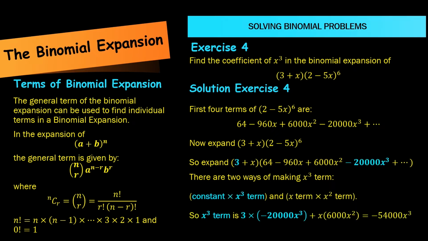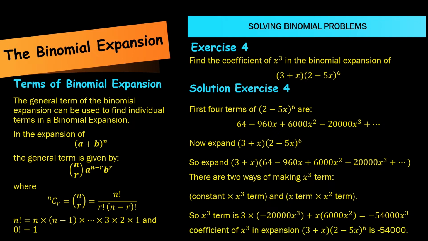So putting those together gives us that the x cubed term is 3 times minus 20,000 x cubed plus x times 6,000 x squared, giving us minus 54,000 x cubed. So the coefficient of x cubed in the binomial expansion of 3 plus x times 2 minus 5x to the power 6 is minus 54,000. As shown.